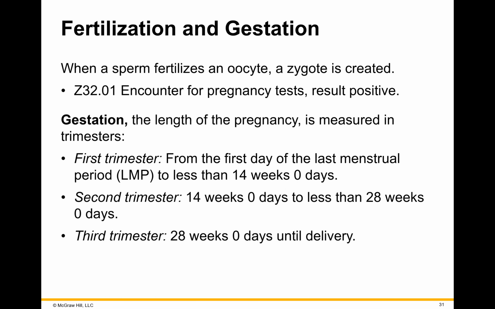Obstetrics care, again, we have pregnancy test if you're having an encounter, main term encounter. For testing, Z32.01, that's an encounter for a pregnancy test that's positive. And when we talk about getting into the OB codes, we're going to look at first trimester, which is from the first day of the last menstrual period to less than 14 weeks, 14 weeks to less than 28, it's the second trimester, and 28 until delivery is the third.